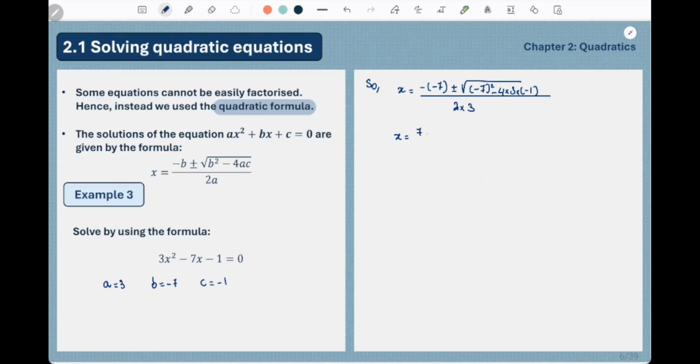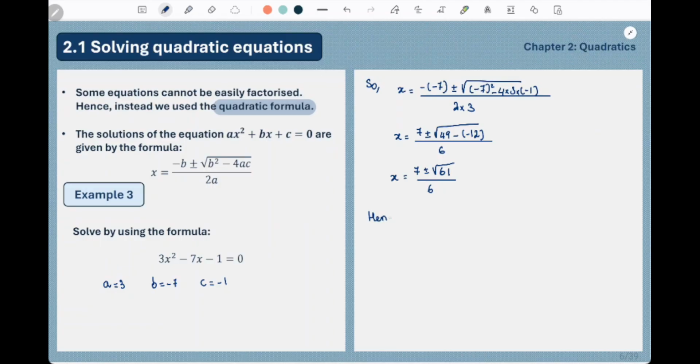Minus -7 is 7, plus or minus the square root of, over, 49 for the -7 squared, minus minus 12 actually. Okay, over 6. x is equal to 7 plus or minus the square root of 49 plus 12, which is 61, over 6.